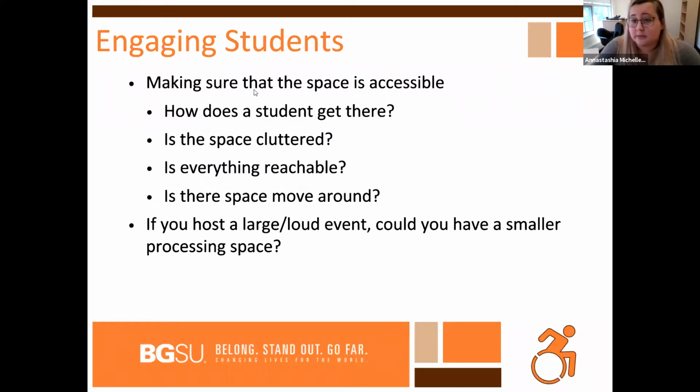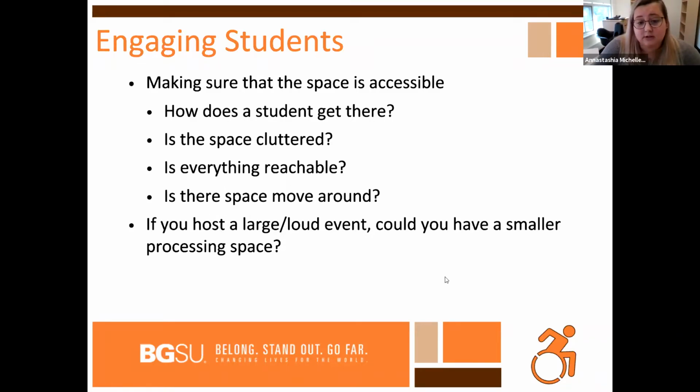More ways to engage students is making sure that the space itself is accessible. How does a student get to your space? Is it cluttered? Would a person who uses a wheelchair, crutches, a cane, or anything like that be able to move around the space? Make sure everything is reachable, especially if you're having programming with children involved. A lot of times we might think, oh, an adult would be able to throw this far, but can a child do that if you're wanting to engage the community? And then is there space to move around? Can everyone be in there without being claustrophobic?